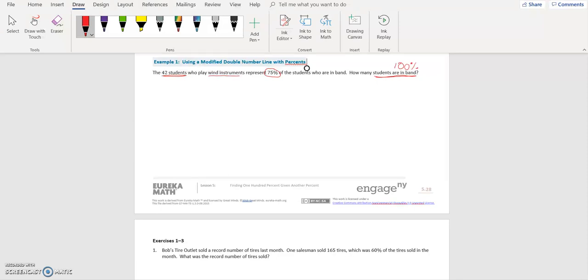Okay. So we're going to start with a 100% line. So this is going to represent 100%. So that's all of the students that are in band. And of course, this is going to be 0%. Okay. And we know that 75% of them are playing the wind instruments. And so about right here would be 75%.